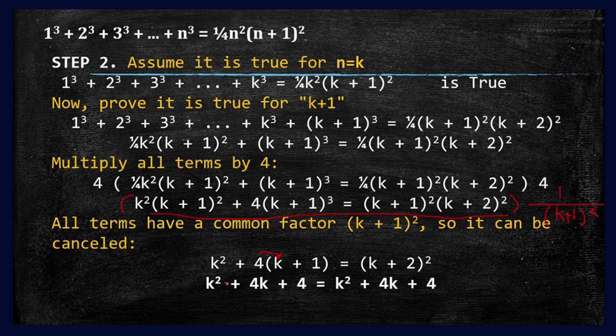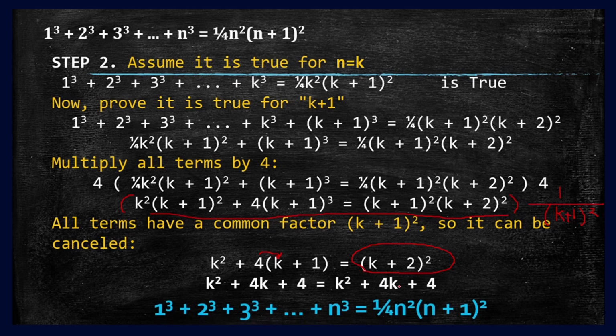We'll have k square plus 4 times k is 4k, and 4 times 1 is 4, equal to the expanded form of these terms, which is k squared plus 4k plus 4. So as you can see, the left side and the right side of our equation is now the same. So therefore, we can conclude that our given, which is 1 cube plus 2 cube plus 3 cube plus n cube, is equal to 1 over 4 n squared times n plus 1 square using mathematical induction.